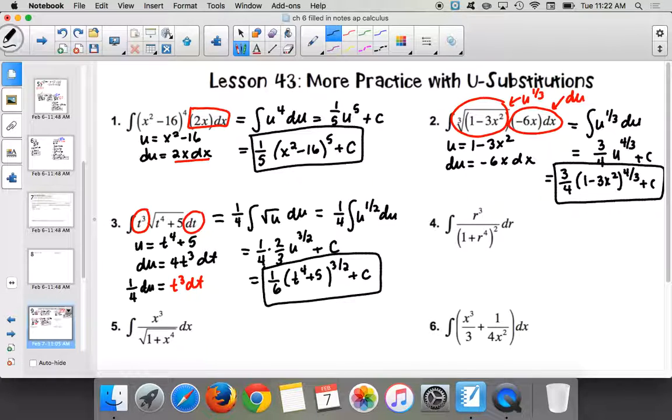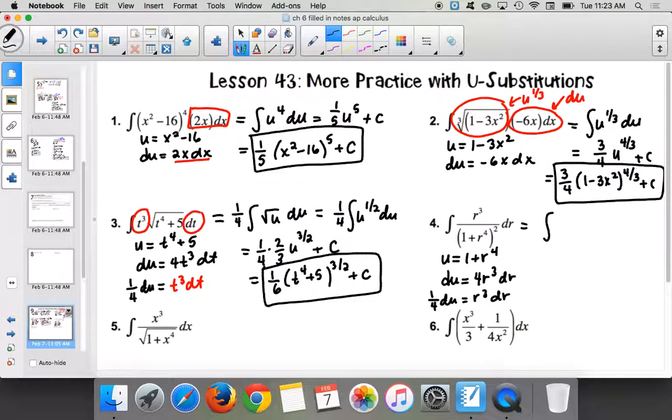Okay, so next one. What do you guys think u is? 1 plus r to the fourth, exactly. Our du then is the derivative of that, so it's going to be 4r cubed dr. We look at our problem and we're like, oh, I don't have a 4 with it. I just have r cubed dr. So I'm going to write it as 1/4 du equals r cubed dr.